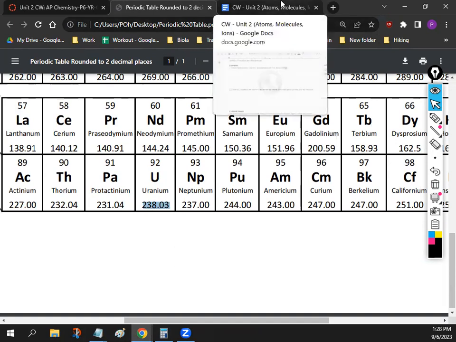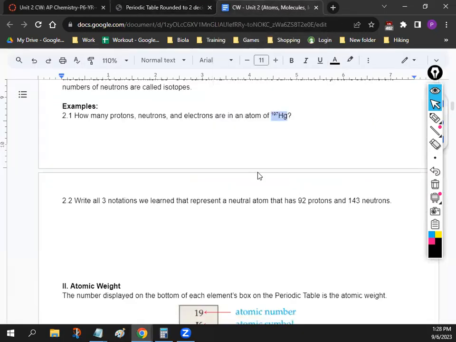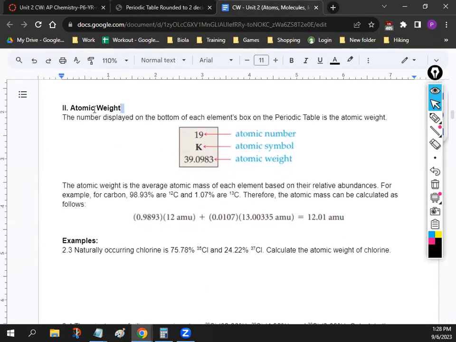Some of you guys probably have heard it as like molar mass, right? That's the way I'm more comfortable using it too. But if you want to get super technical, it's called the atomic weight, okay? And the atomic weight, the description is right here. It's the average atomic mass of each element based on their relative abundance.